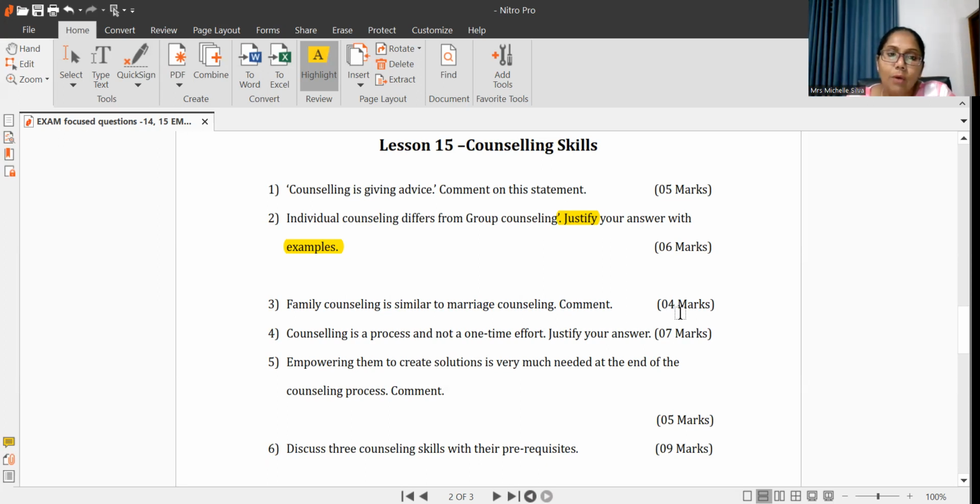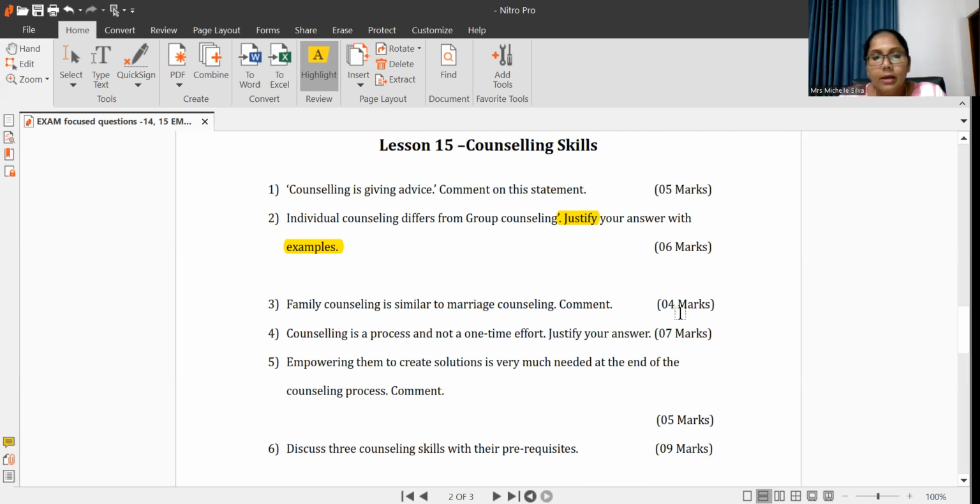Okay, so counseling is a process and not a one-time effort. Justify your answer. Counseling is a process. I have told you, counseling is a process. It comprises different steps. Okay, so therefore it's not a one-time effort. Since it comprises different stages, you have to have a very good understanding of all these stages separately. Okay, it's a must requirement.